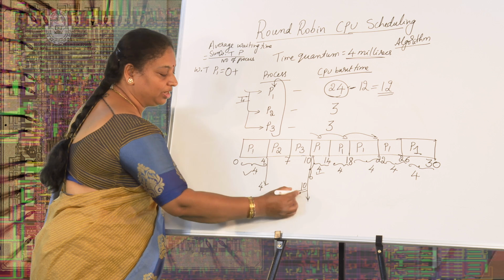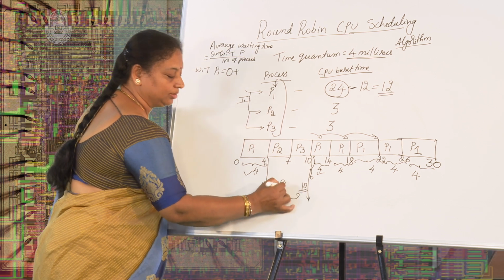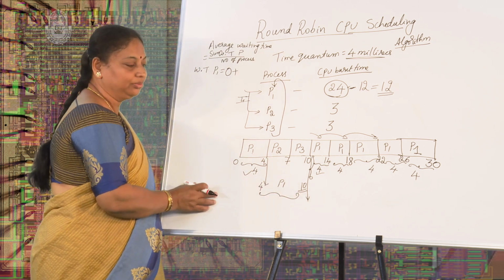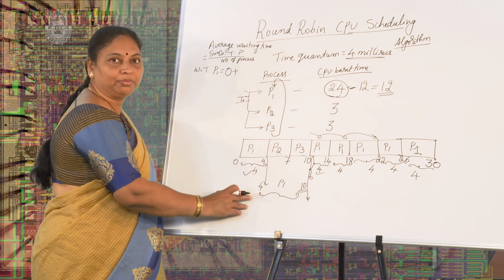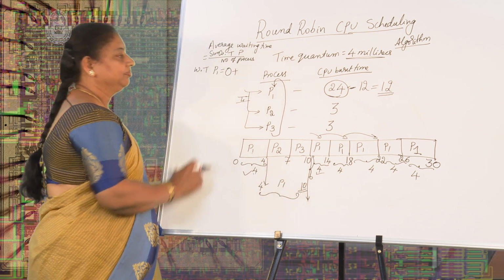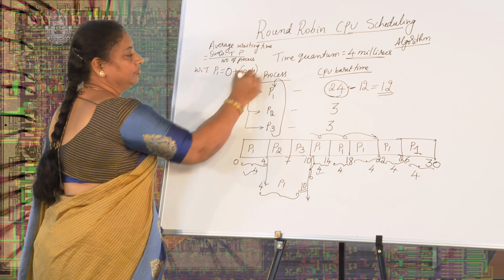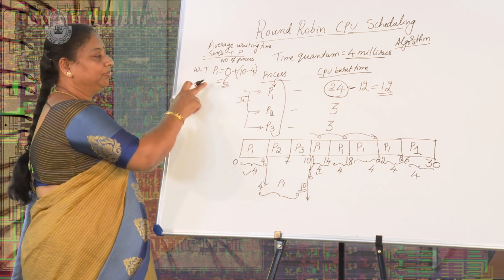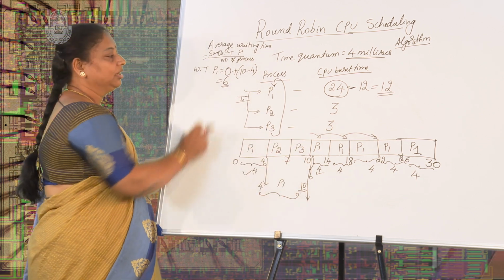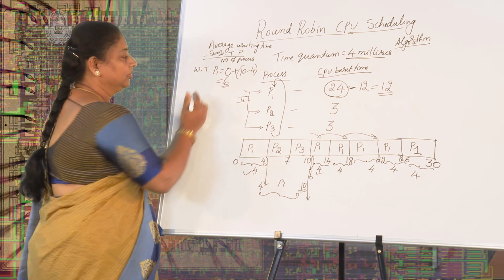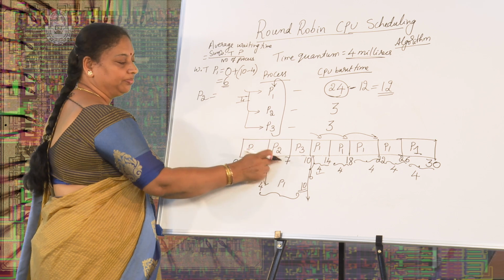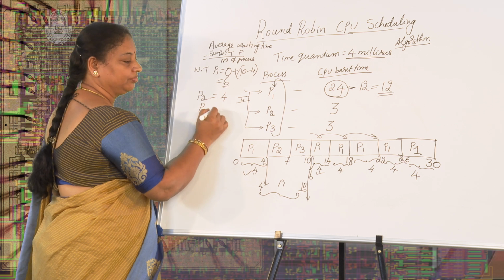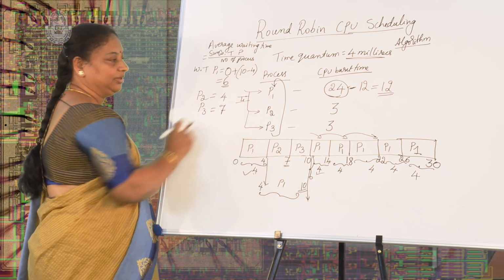So from 4 to 10, P1 has to wait in the queue. So the next waiting time for P1 is 10 minus 4. So it is 6. Waiting time for P1 in the overall execution is 6 time units. Now waiting time for P2, which is 4. For P3, 7.